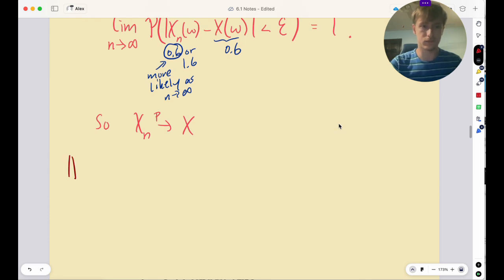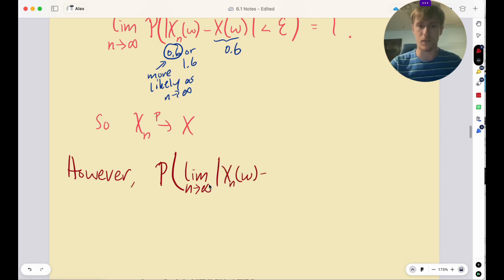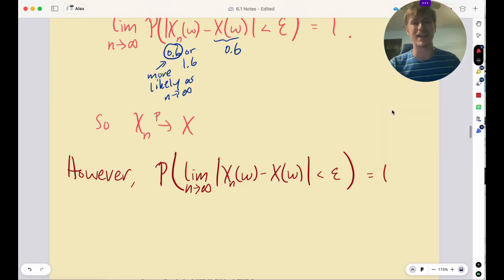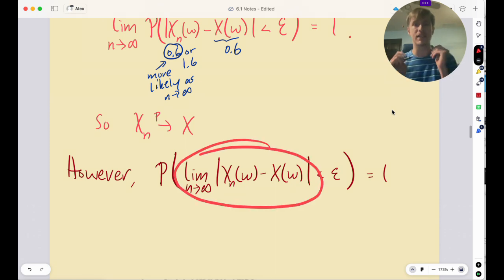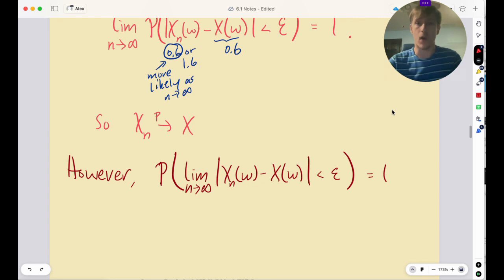However, let's take a look at the probability of the limit as n approaches infinity of |Xn of omega minus X of omega| being less than epsilon equaling 1. So the probability of this equals 1. Is that true or false? We should always be skeptical anytime someone says the probability of an event is 1. That means this must happen every time. Is that true? No, it's not. The indicator function gets less likely, but it still has some sort of wiggle room to occur.